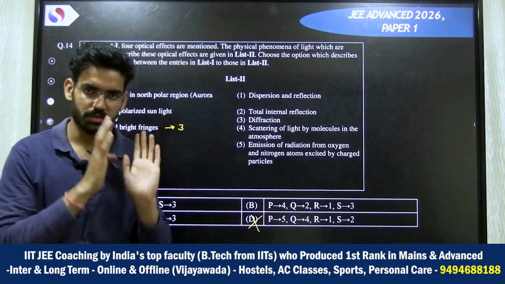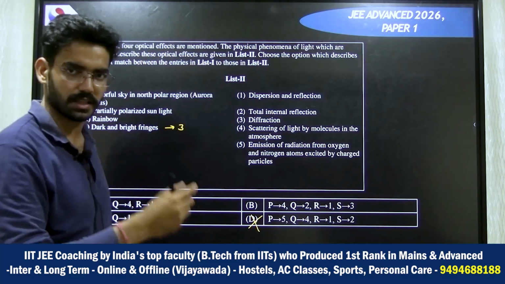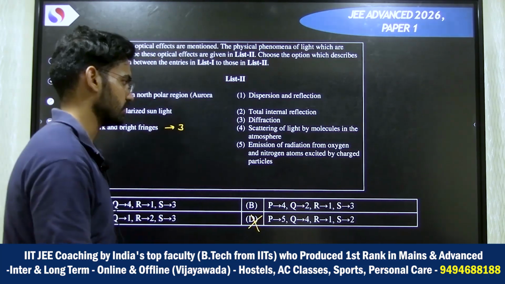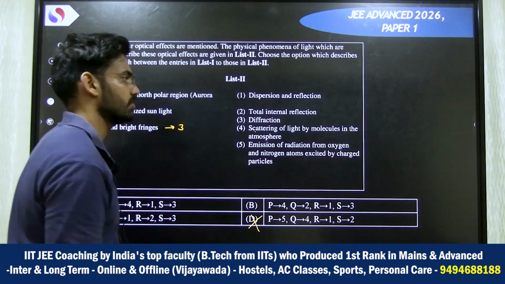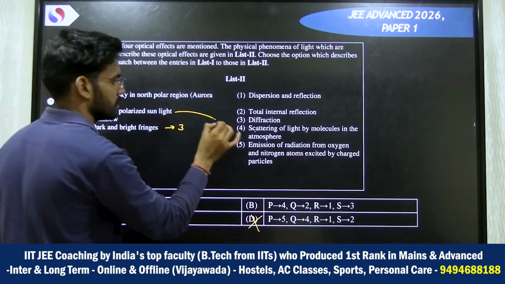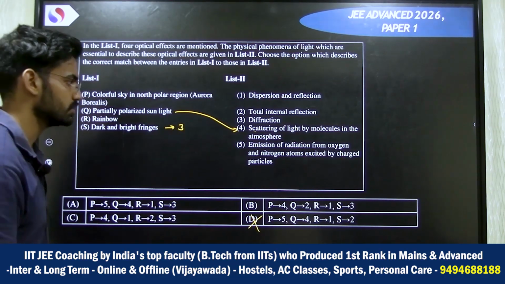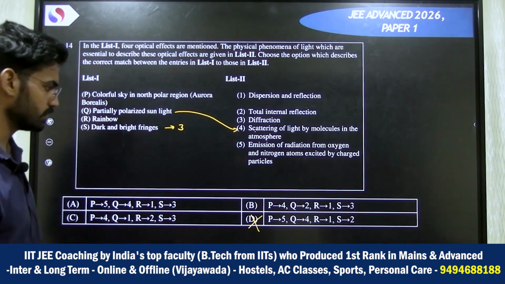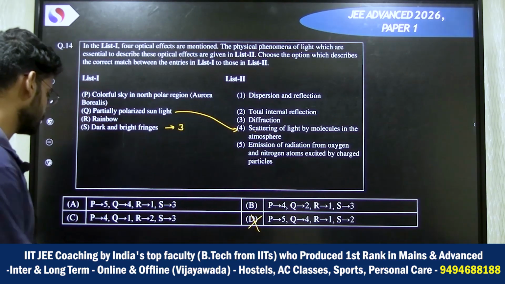So there is a molecule, correct? So what do you think? Molecules are there, a carbon chain or some chain of molecules is there, right? So what will happen is scattering of light by molecules in the atmosphere. So this partially polarized sunlight will come from the fourth option, scattering of light by molecules in the atmosphere. So Q will match with 4. If Q matches with 4, you have A option.